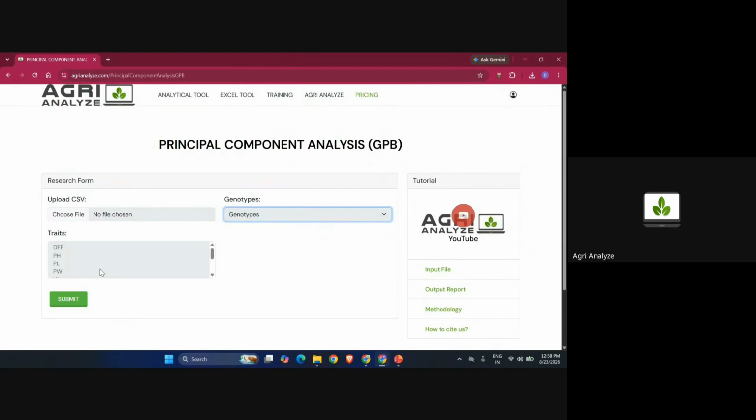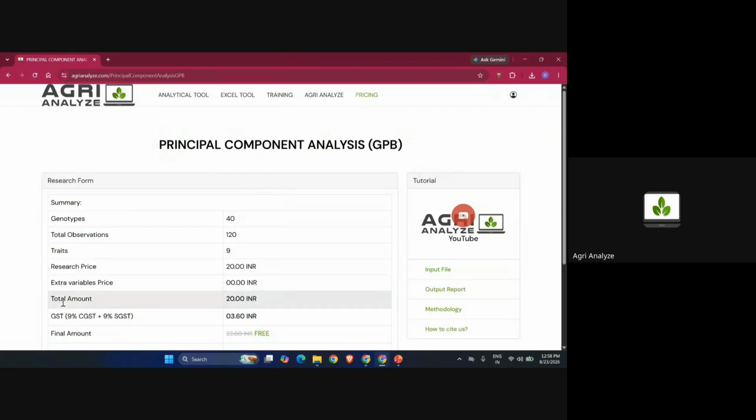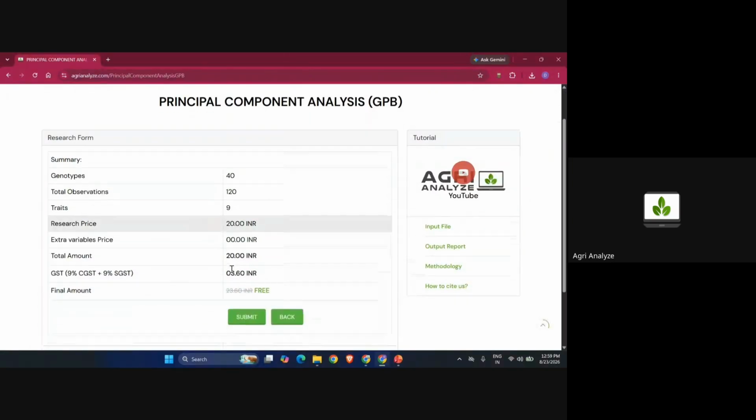Here our site automatically detects the remaining traits. The remaining columns are traits. So we have a total of 9 columns for 9 traits. So the remaining 9 columns are considered as traits for our study. Then you simply click on the submit button. So this is the summary of your data set with 40 genotypes, total 120 observations. Here we have 9 traits.